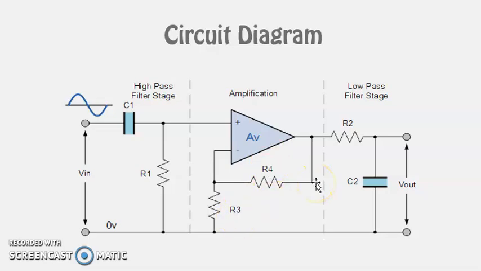Similarly, we have made use of a low pass filter, which consists of two components, that is resistor R2 and capacitor C2. So what have we done? We have cascaded a high pass filter with an amplification stage, and this is then cascaded with a low pass filter stage. So this is the circuit that is supposed to be implemented.